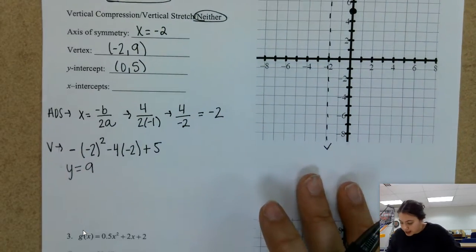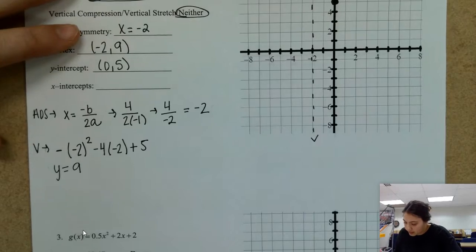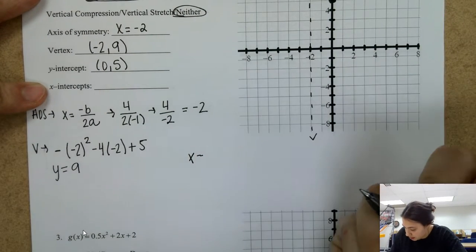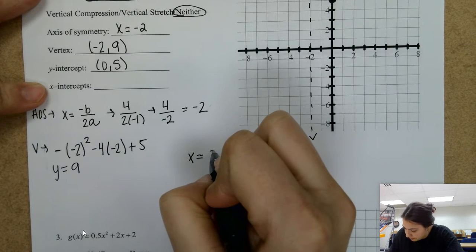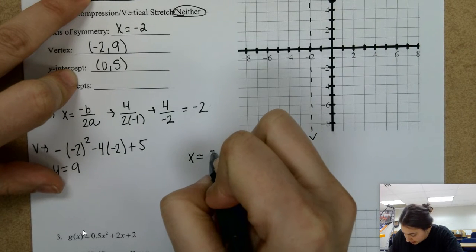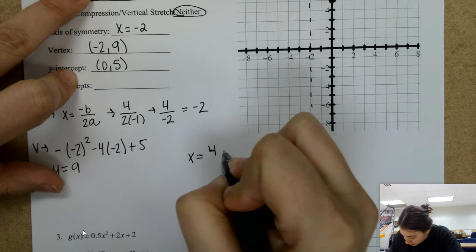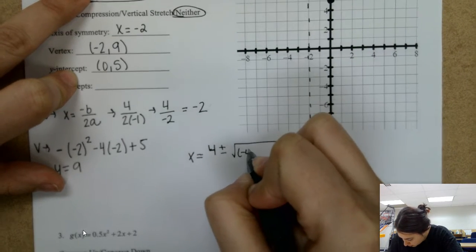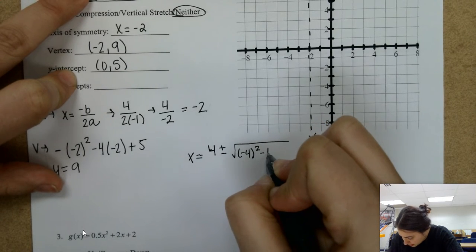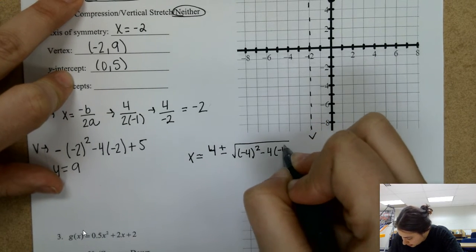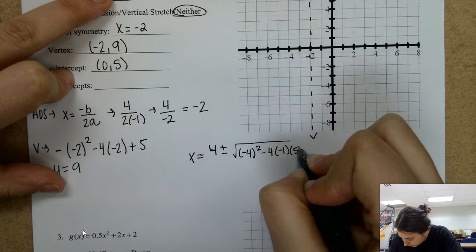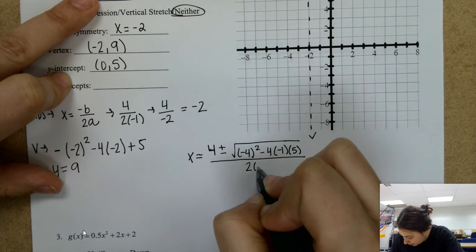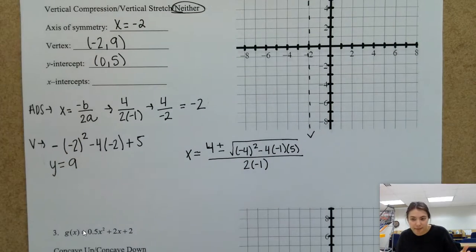Why not, right? So let's go ahead and we can say that x is equal to the opposite of b, which is going to be +4, plus or minus the square root of b squared, minus 4 times a, which is -1, times c, which is 5, all over 2 times -1, because a is negative.